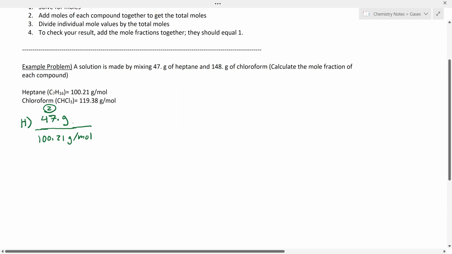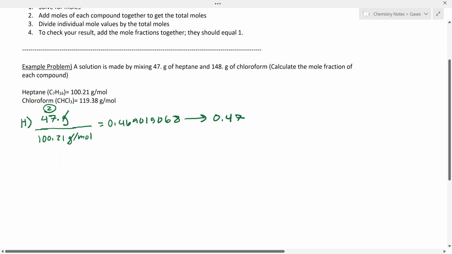Anyway, remember we want to put this on the bottom because you want the grams to cancel out. If you had it multiplying, the grams would multiply and just become grams squared. You don't want that. So in this case, the grams cancel out, and you do 47 divided by 100.21. We're just going to write out the full number. We want it to 2 sig figs, so 0.47 in this case.